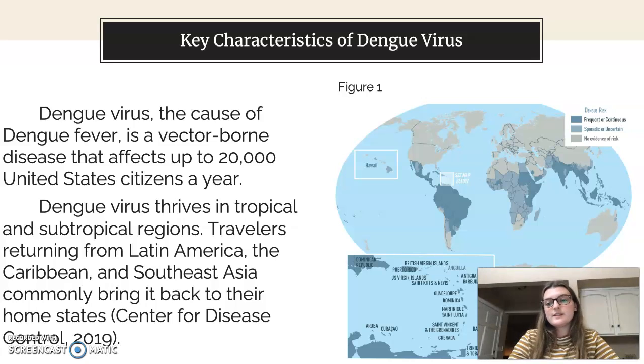It's a vector-borne disease and it infects up to 20,000 U.S. citizens per year. It thrives in tropical and subtropical regions. It's really common among travelers returning from Latin America, the Caribbean, Southeast Asia, etc. And these people will commonly bring it back to their home states in the United States. And on our map to the right here, we can see that below the equator in our tropical and subtropical regions, it is the most common.